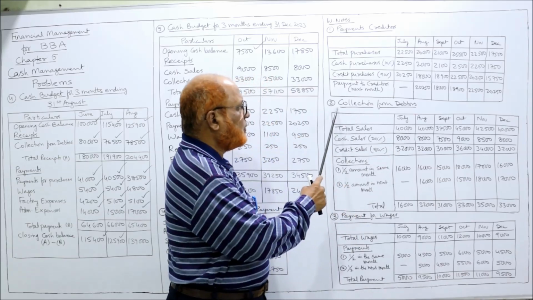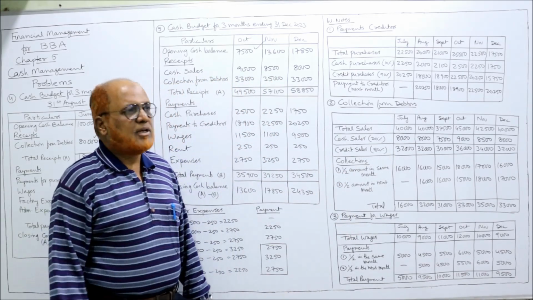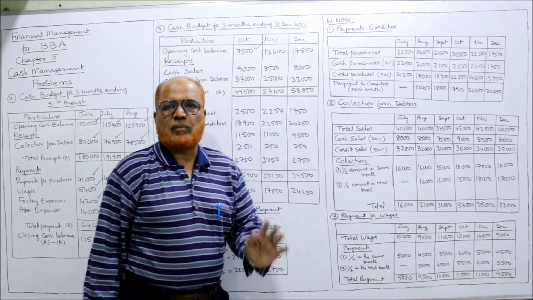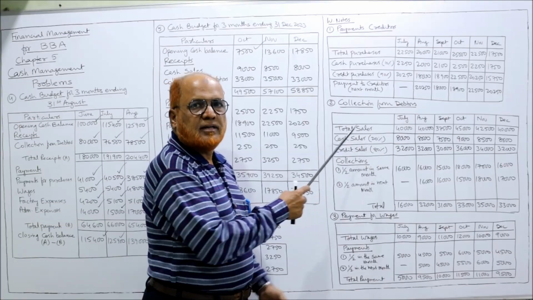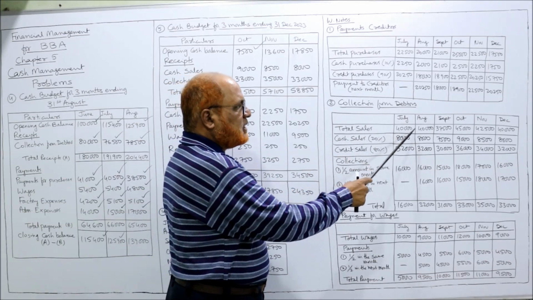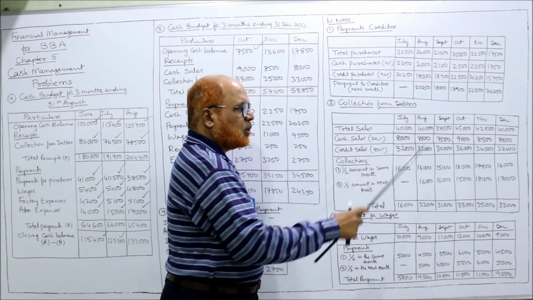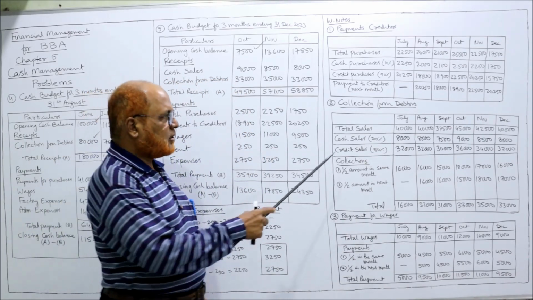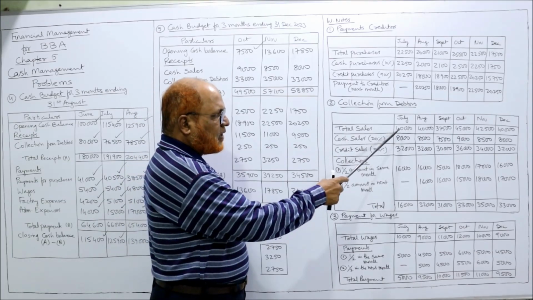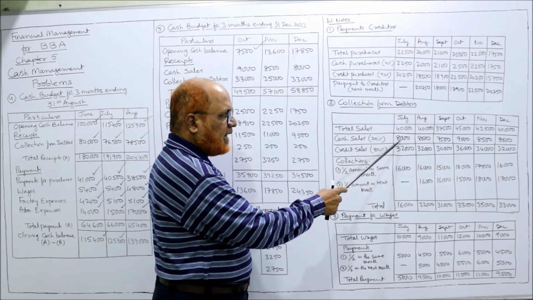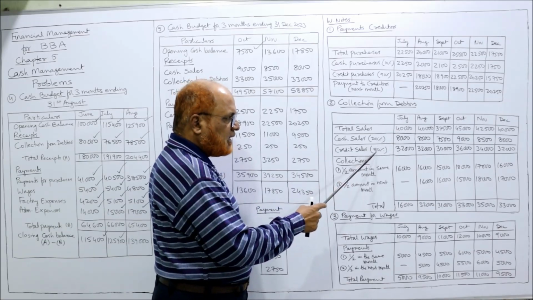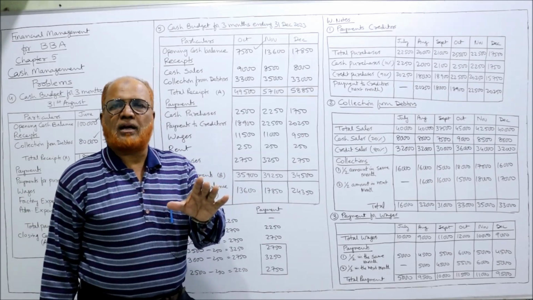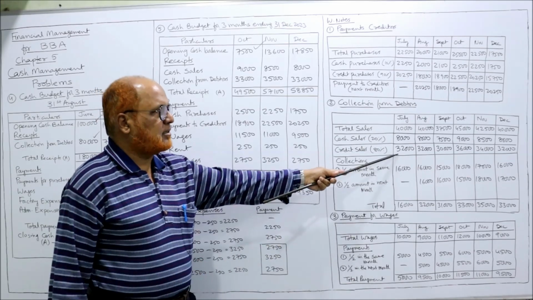You can see working note number 2, collection from debtors. 6 columns I have opened: July, August, September, October, November, December, whatever is given in the problem. Total sales given in the problem. Total sales 40,000, 40,000, 37,500. Now I will bifurcate. 20% cash sales. 40,000 into 20%, you will get 8,000. 40,000 into 80%, you will get 32,000. So out of 40,000, 8,000 are cash sales and 32,000 are credit sales.